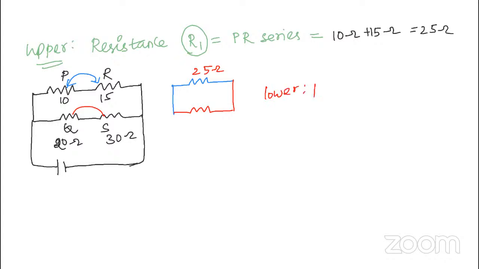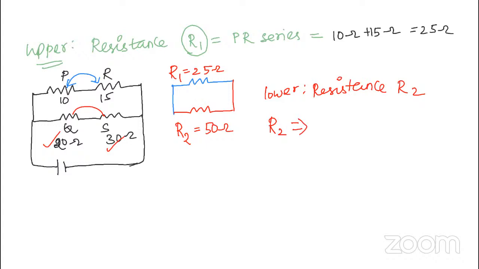And similarly for the lower portion of the resistance we have to take it as R2. So here I take it as R1 and here I take it as R2. So R2 would have another value, that is 20 plus 30, which is 50 ohm. Okay. So here R2 represents the series, the QS series. So the values of QS, 20 plus 30, then it is 50 ohm.